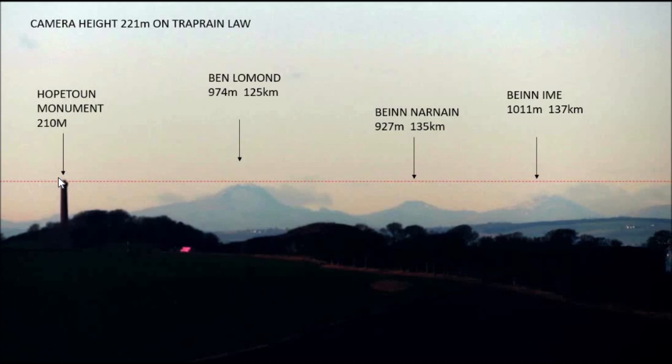So if the Earth was actually a flat plane, as I look out past the monument, every object that is 210 metres tall, or taller than 210 metres, should appear above the red dotted line drawn across the screen. Yet we have 3 mountains in the distance, all of which appear below that red dotted line.